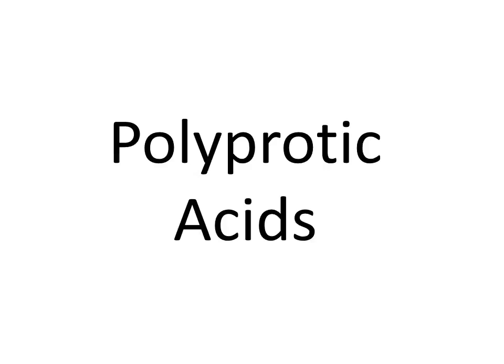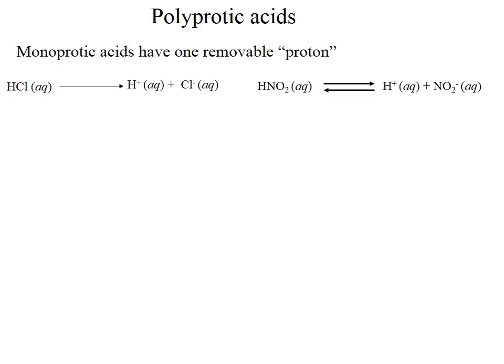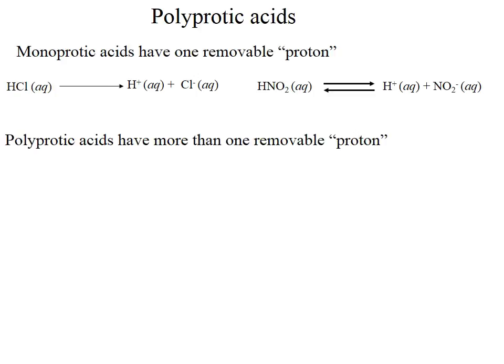We're going to talk about polyprotic acids today. Many acids are monoprotic. They have one removable proton. For example, hydrochloric acid or nitrous acid both have one acidic proton. Polyprotic acids have more than one removable proton, usually two or three.